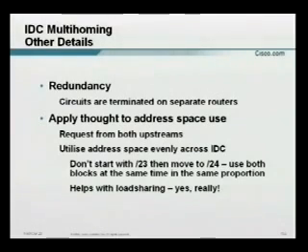Redundancy, well, circuits terminated in separate routers. You need to try and apply some thought to the address space used. Say request it from both upstreams. It's generally quite useful to do that. Of course, your upstreams are going to announce just their blocks to the internet. They're not going to announce you as specific /23s. So the internet's only going to see the address blocks. They're not going to see the specific prefixes. So that could have its own interesting side effects as well.